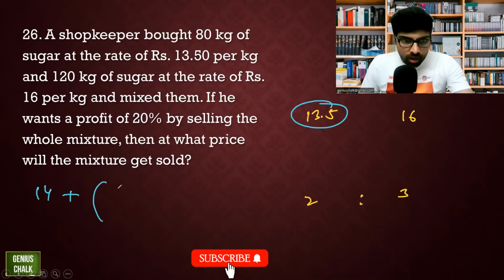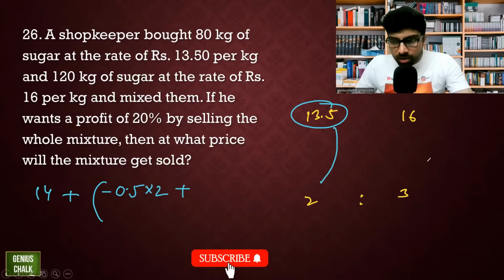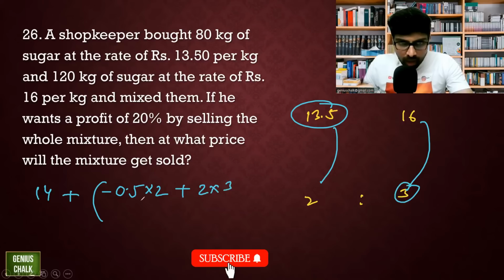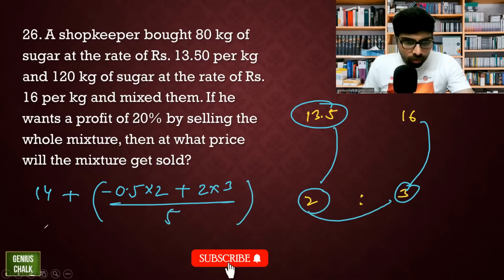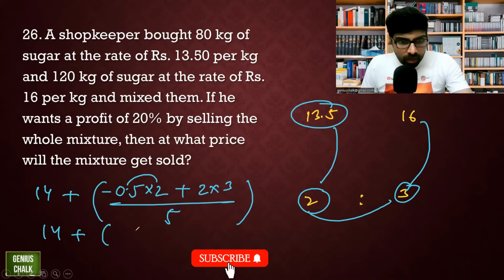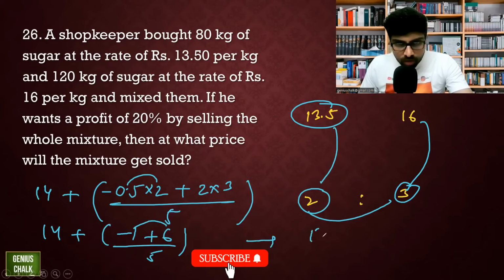So this is half less, minus half, and this is distributed among 2 people, plus this is 16. So this is 2 more distributed among 3 people. And now this overall is distributed among all people. So this is 5. So if you see, this is 14 plus, this is half into 2. This is 1. So minus 1 plus 6 by 5. And this is coming out to be 6 minus 1, 5.